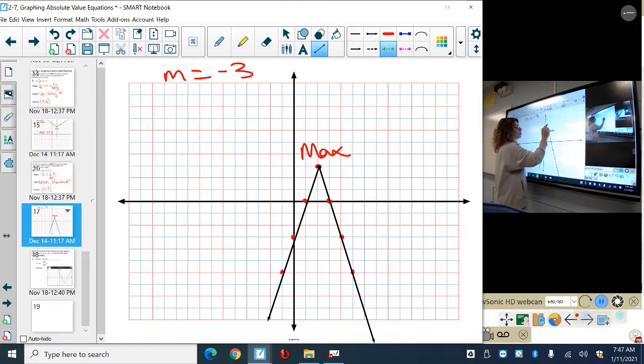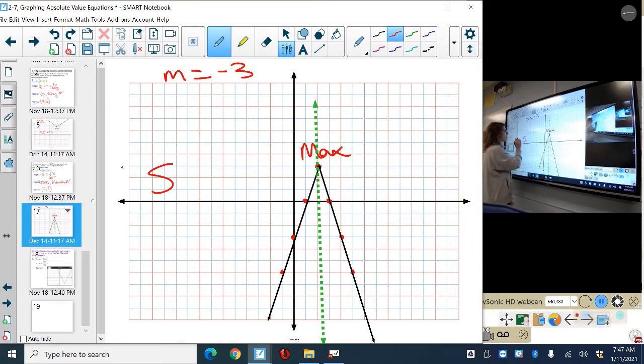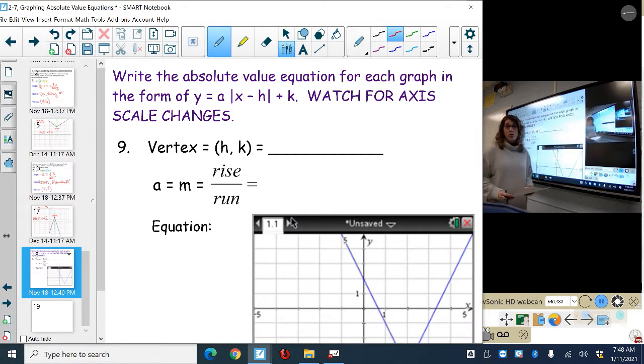And my axis of symmetry goes straight down the middle. Okay? Axis of symmetry here is going to be x equals, this value right here, the number 2. And that is how you do problems 1 through 8. Now, let's do problems 9 through 12.